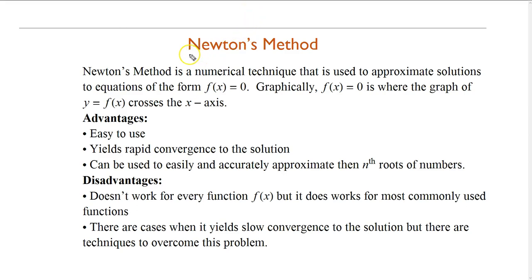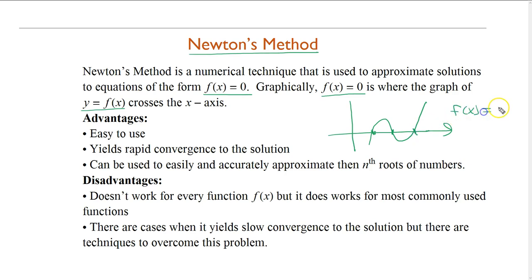In this lesson, we're going to go over Newton's method. Newton's method is a numerical technique that's used to approximate solutions to equations like f of x equaling 0. Graphically, f of x equaling 0 is where the graph of y equals f of x crosses the x-axis. So if you have a function whose graph looks like this, then you have 1, 2, 3 solutions to f of x equaling 0 for this graph.